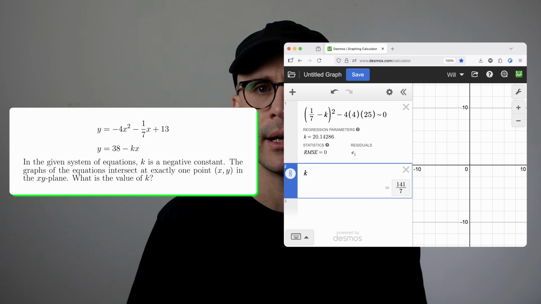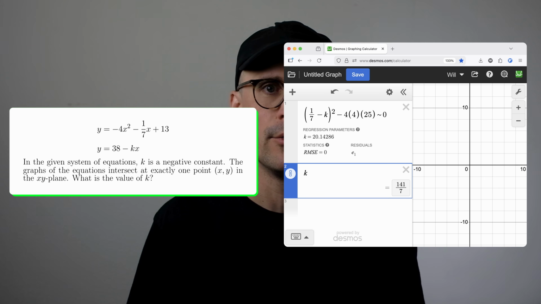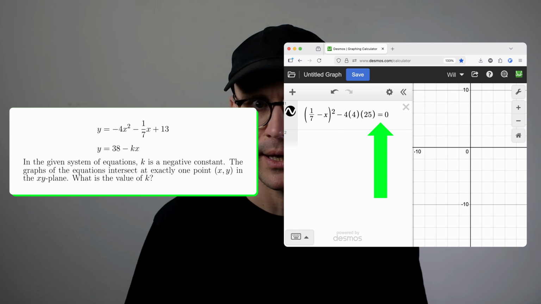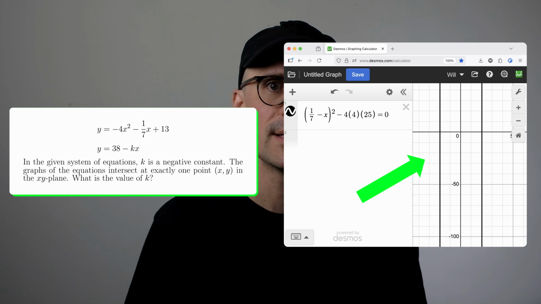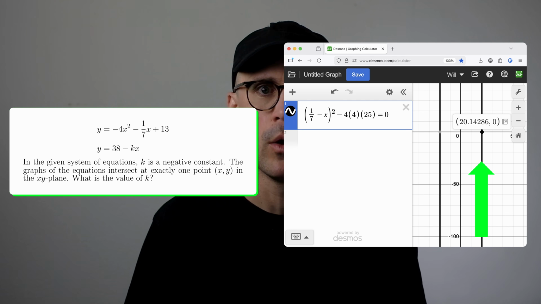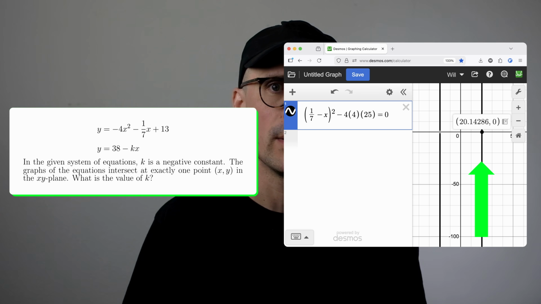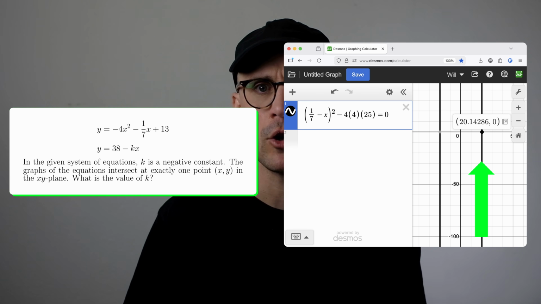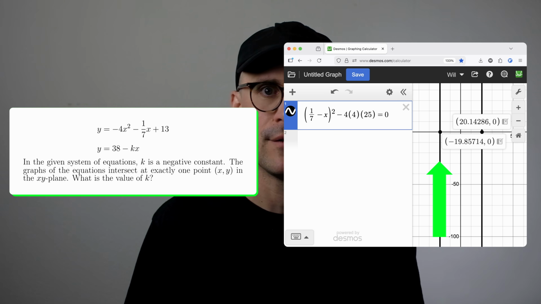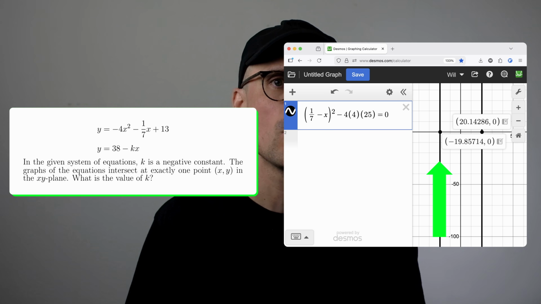If instead of running a Desmos regression, we replace the unknown k with an x, Desmos will find all values of x that satisfy the equation. In this case, we see there are two solutions. There's the positive value k, 20.14286, which is what we got with the Desmos regression, but there's also a negative value, k equals negative 19.85714, which is the one we want.